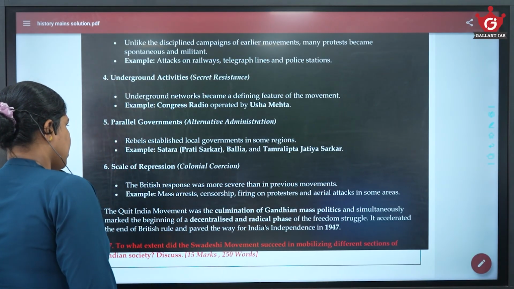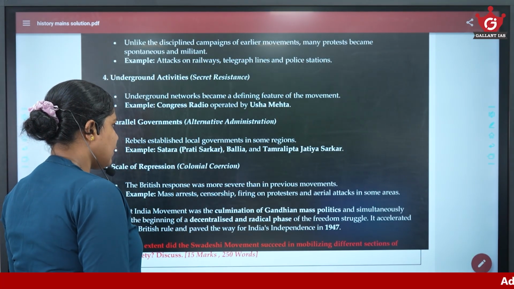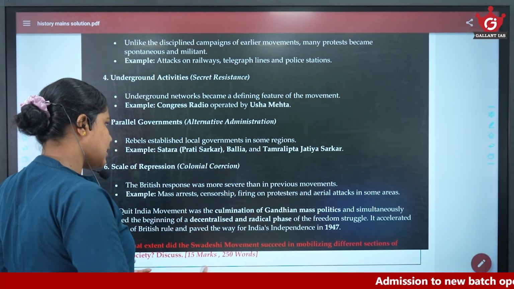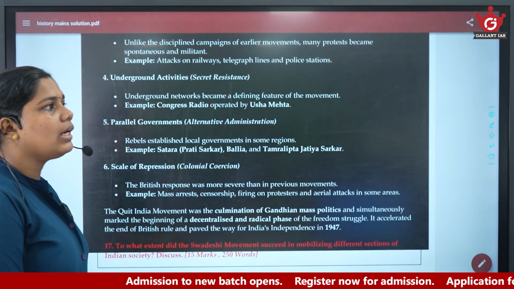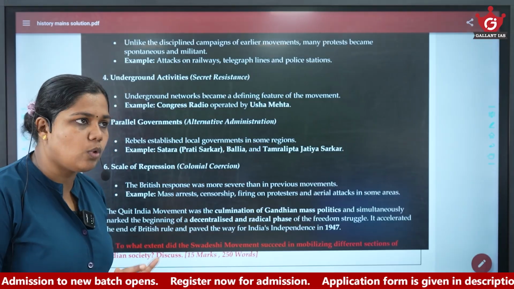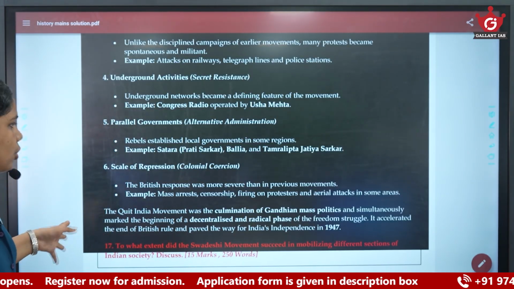Next is the scale of repression. Okay, the British response was more severe than in previous movements. Mass arrest, censorship, firing on the protesters, aerial attacks in some areas, and even every leader was arrested. Okay, it was more or less a leaderless movement. Okay, so you can conclude it.